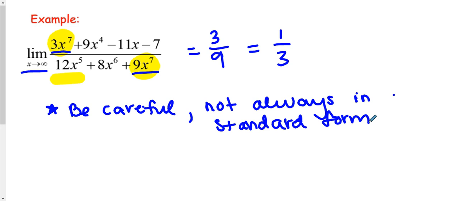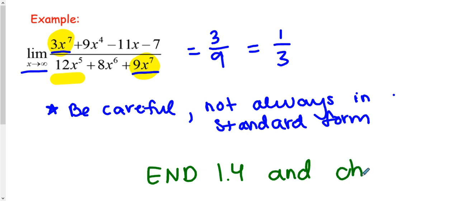This is the end of section 1.4 and the end of the notes and of chapter 1. So this concludes your notebook. All the way 1.1 to 1.4 is your notebook check on Friday. So make sure that you have all of these notes. Very, very important.